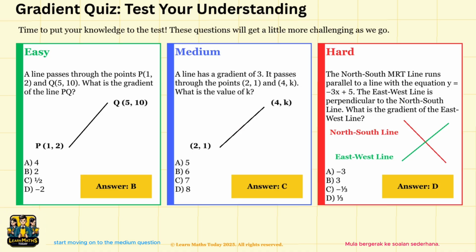Moving on to the medium question, where the line had a gradient of 3 and passed through (2, 1) and (4, k). We know that the gradient m is 3, so we set k minus 1, all over 4 minus 2, equal to 3. This means k minus 1, all over 2, equals 3. To solve for k, we multiplied both sides by 2, which gives us k minus 1 equals 6. Then, we simply add 1 to both sides, and we find that k equals 7. The correct answer is C, 7. Great job if you navigated that algebra.